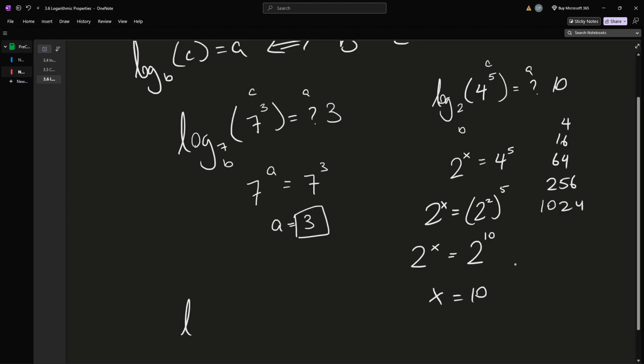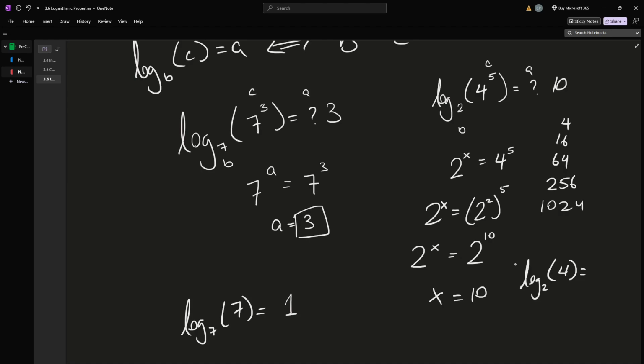Now let's say, what if I had log base 7 of 7? How many 7s do I need to multiply to get 7? Only 1. Over here, I have log base 2 of 4. How many 2s do I need to multiply to get 4? I need 2.